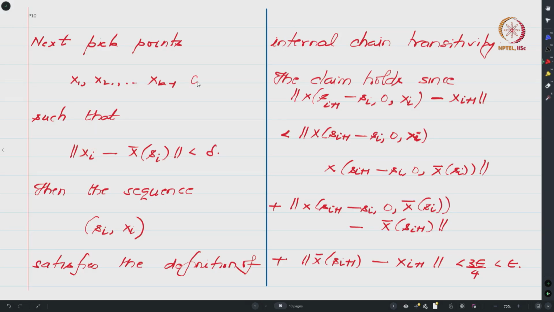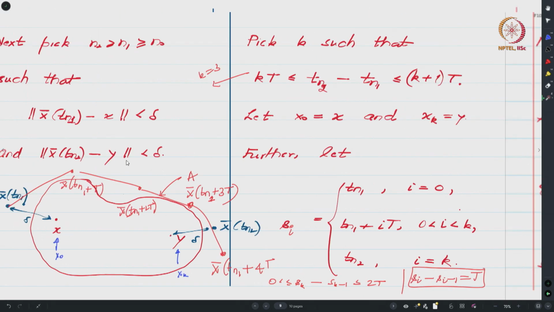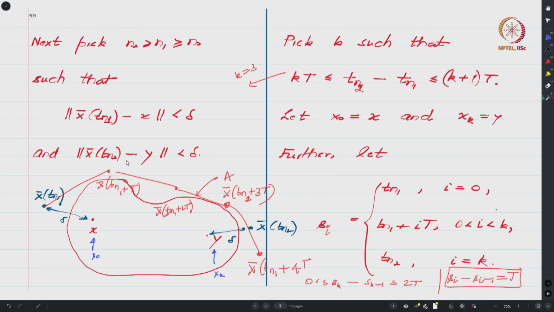In other words, we are going to pick points in A such that your xi is actually delta away from x bar of si. So if you come back to this picture, we are going to pick a point over here, which is delta away from this x bar tn plus t. So we are going to call this x1. In the same way we are going to call this x2, right.